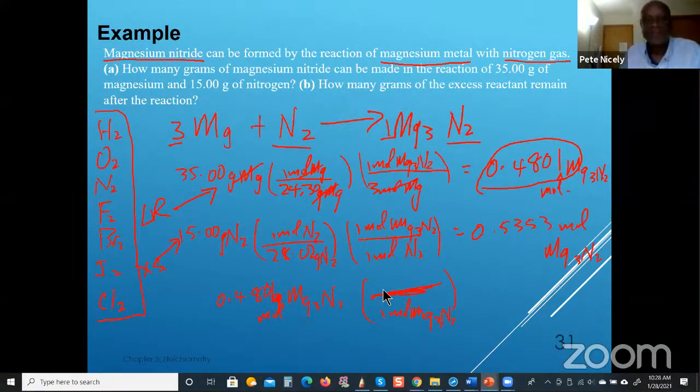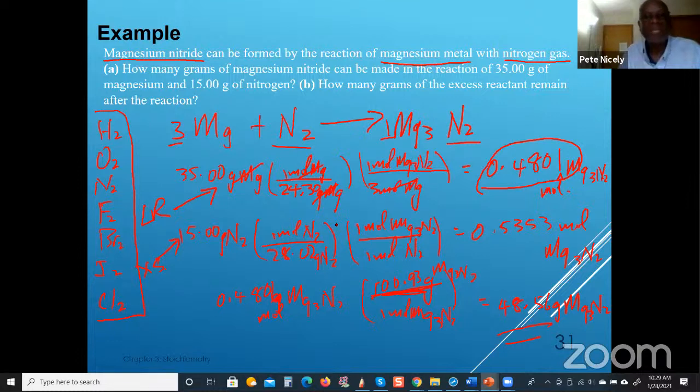So I'm going to go back here, and I'm going to put 100.93 grams of Mg3N2. So I'm going to work this out, 0.4801 times 100.93, and the answer would be equal to 48.56 grams of Mg3N2, all right? And that's basically how you would solve the A part, all right? Any questions about this? Any questions?